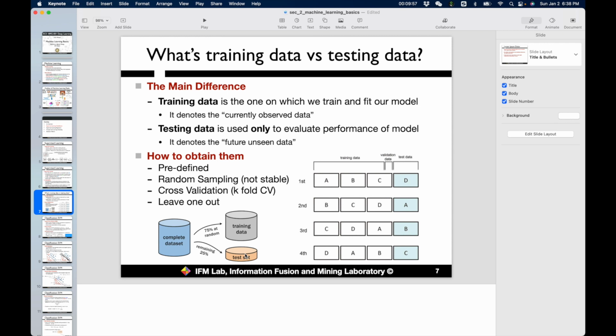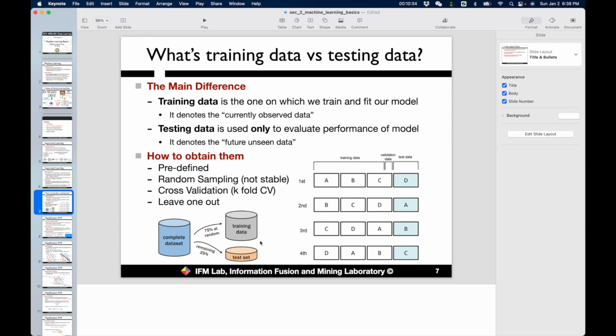However, it is not stable because, given the same complete data set, we can always do the random sampling and result in very different training sets and testing sets. For example, if we run the same process twice on the same data set, we can get a different training set, a different testing set, and we can train different models and get different testing results, right? It's not very stable because it's all random.